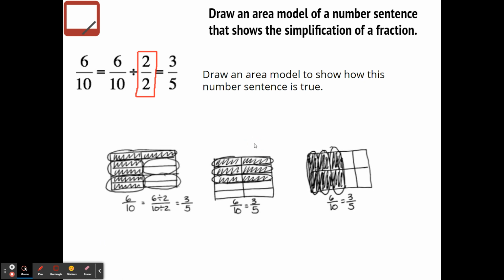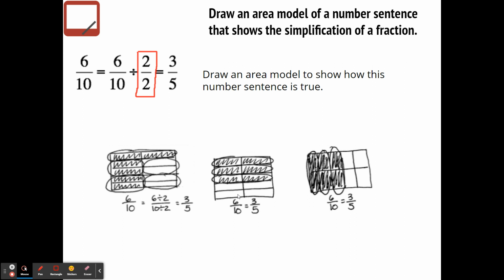Okay, so here are some ways that we could have drawn an area model and shown that this number sentence is true. In the first example, we have 5 pieces on each side, which gives us 10 pieces total, and we have 6 of them shaded in. And then we've grouped them by 2 each. So there's 2 pieces in each group, and that shows us that there's now 3 total shaded pieces and 5 in all.